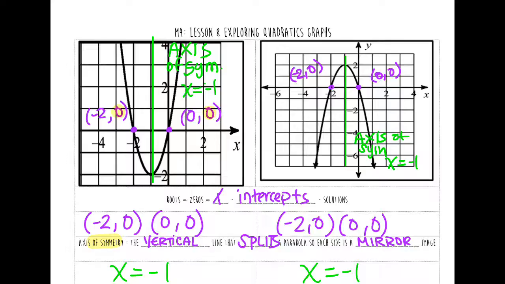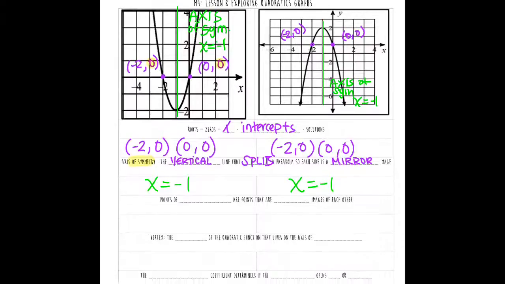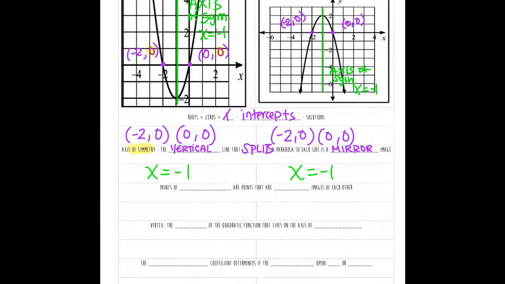The next thing we're going to look at are called points of symmetry. So, points of symmetry, that's what's going to go here. Points of symmetry are points on the parabola that are mirror images of each other. So what that means is that they are directly across from each other on the parabola.